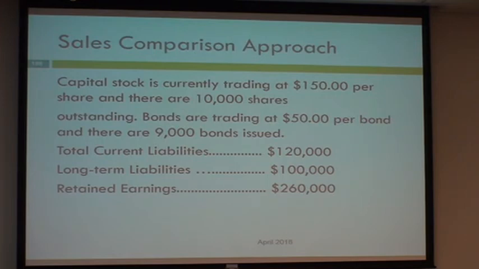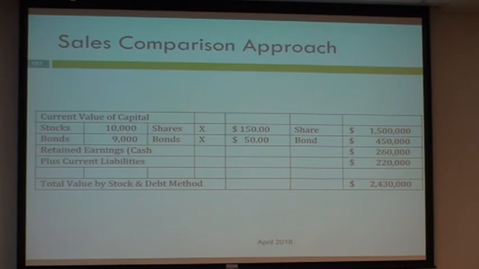We know our other assets, and we know our liabilities: accounts payable, notes payable, expenses payable, long-term liabilities. Then our capital comes down here, we have $120,000, that's a liability. Our capital has 10,000 shares at $150 a share. We have 9,000 bonds at $50 a bond. We turn that into 260,000. Our total value using the stock and debt method gets us $2,430,000. It's just a way of trying to estimate the value of the real estate when you don't get a lot of information from them. You go to the balance sheet, and their market value should be the value of capital plus the liabilities that are outstanding.